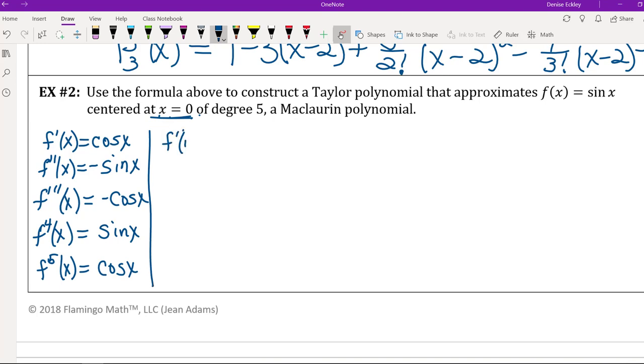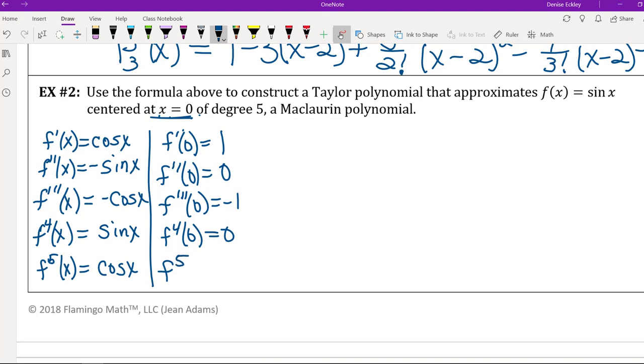f prime of 0 is going to equal, when we put 0 in, we get 1. F double prime of 0 is going to be 0. F triple prime of 0 will be negative 1. The fourth derivative at 0 will be 0 again. And then the fifth derivative at 0 will be positive 1. So this polynomial is going to look like this.